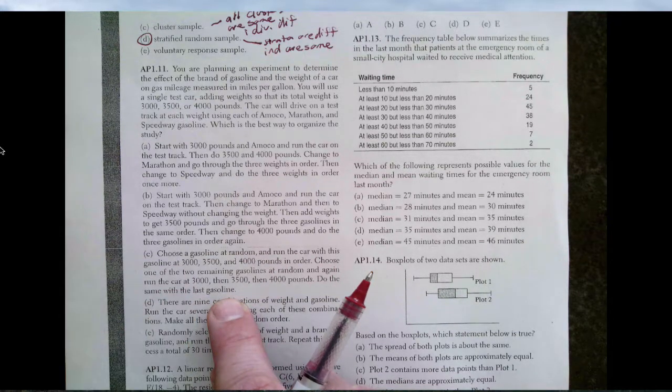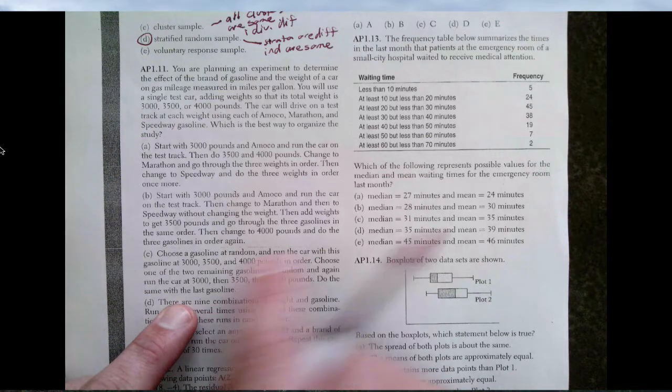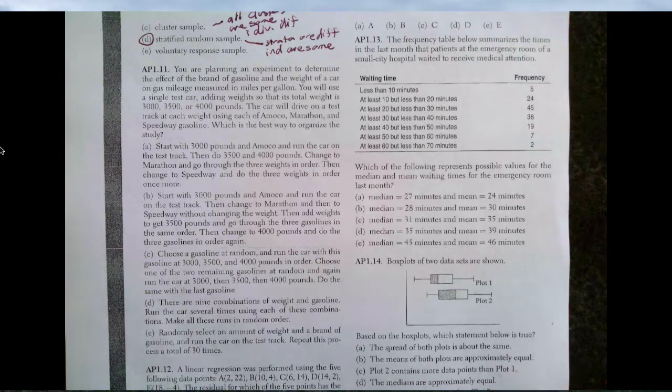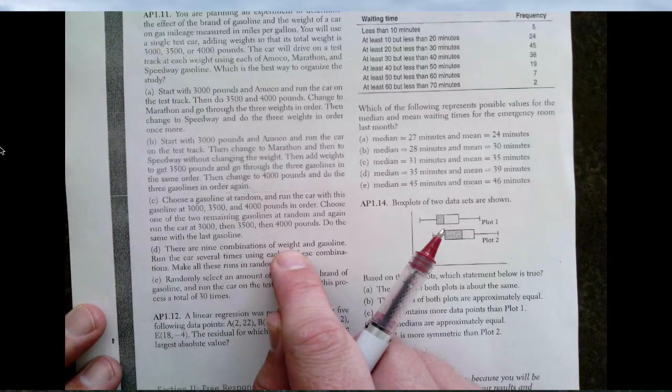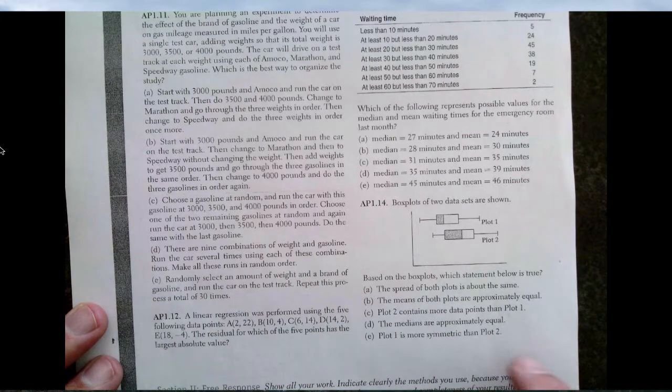Okay, so that's not terrible. But again, it's only 1 sample. So they're not really replicating enough. There's not a ton of data. The sample size is pretty small. All right, there are 9 combinations of weight, which is true. We've got 3 weights and 3 gases. 3 times 3 is 9.